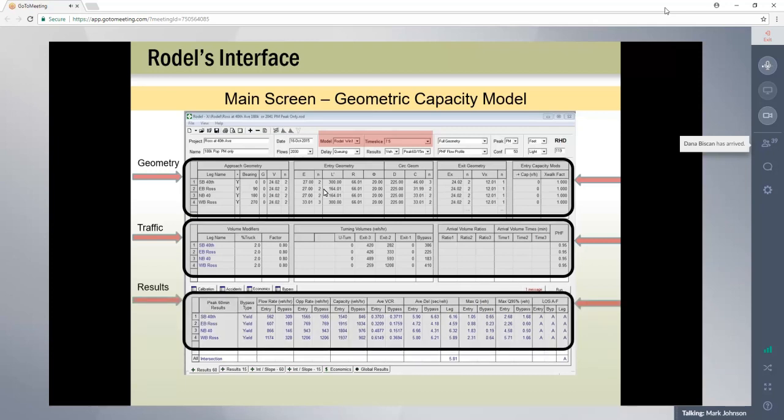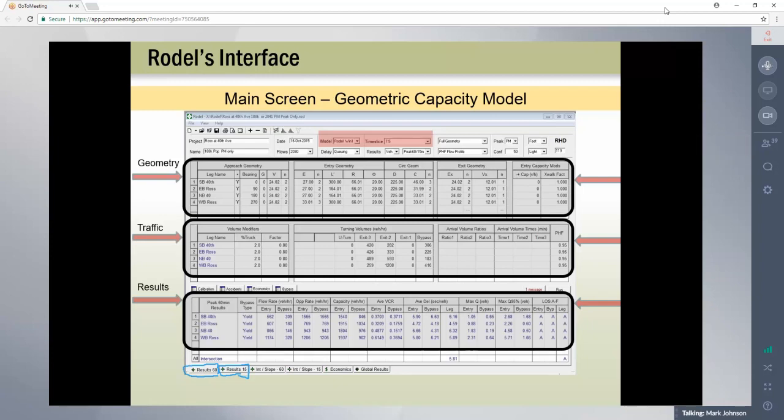And so this is the user interface, in that you put in your geometry, in the case of the geometric model. We'll look at the HCM model in a moment. You input your traffic flows and your truck percentages and your peak hour factor and any other volume modifiers here. And then the results is down below. You have your typical results, and you can select your 15-minute results, which would be consistent with HCM procedures, or you can look at the average over the entire hour as well with Rodel.